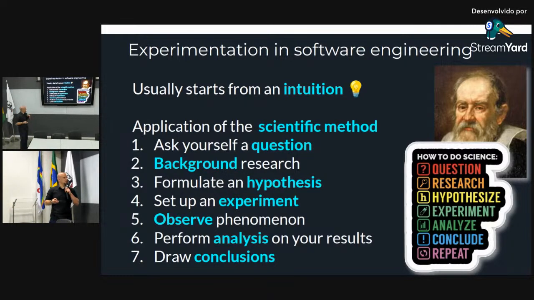Then you do some background research, usually. You formulate some hypothesis. You do your experiments. You look at what comes out of the experiments. And then basically you analyze the results and draw a conclusion. This is a very short version of what experimental software engineering is.